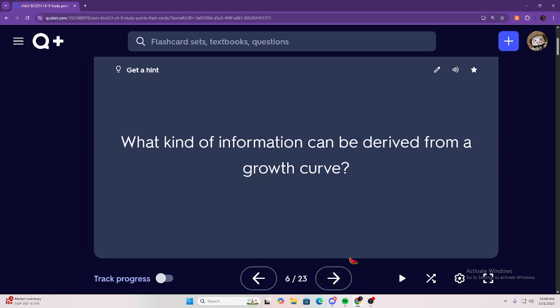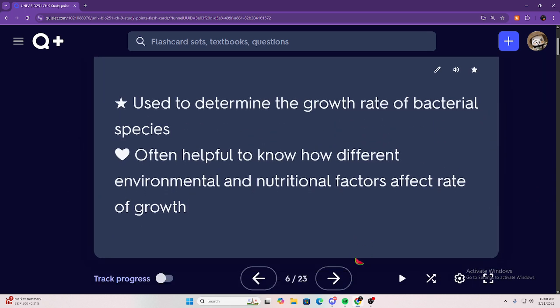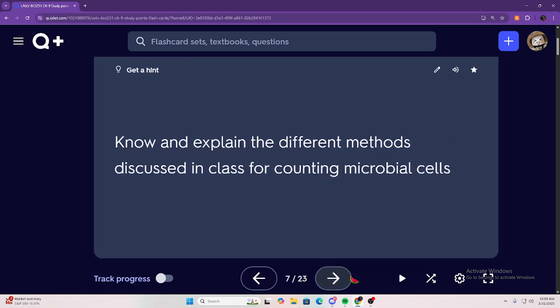What kind of information can be derived from a growth curve? So growth curves are usually used to determine the growth rate of bacterial species. It's important to know what the growth rate is and to observe a growth curve because we can know how different environmental and nutritional factors affect the rate of growth. So for example, if we were to test its growth at room temperature compared to a cold temperature, we can observe how fast the bacteria grows with that growth curve.